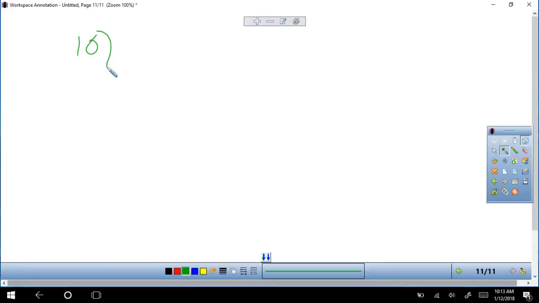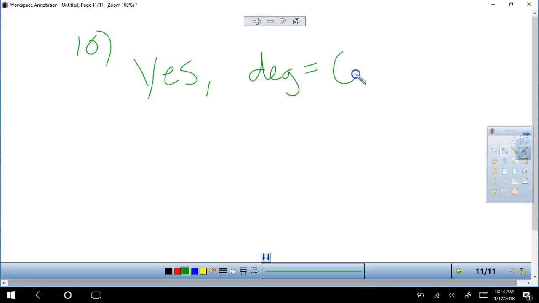Is it a polynomial? State degree and leading coefficient. Well, yeah, it is. Yes. The degree is the highest degree it is, so that's 6, and the leading coefficient is 11. Alright?